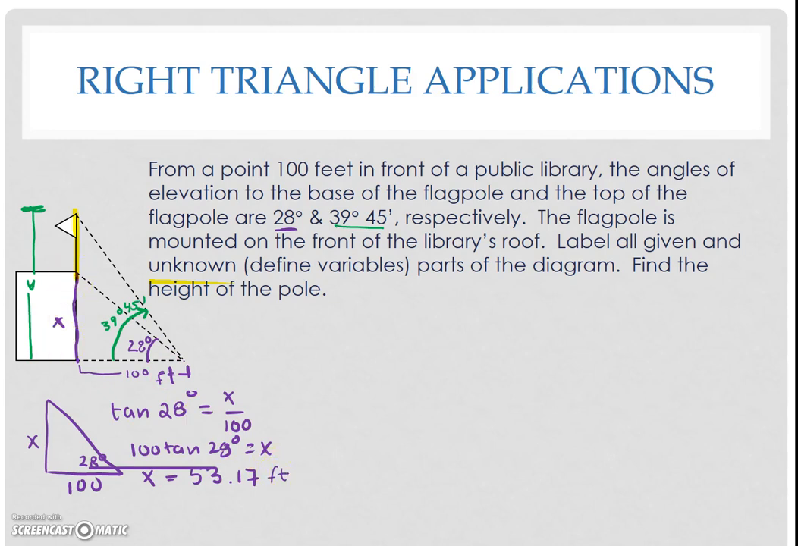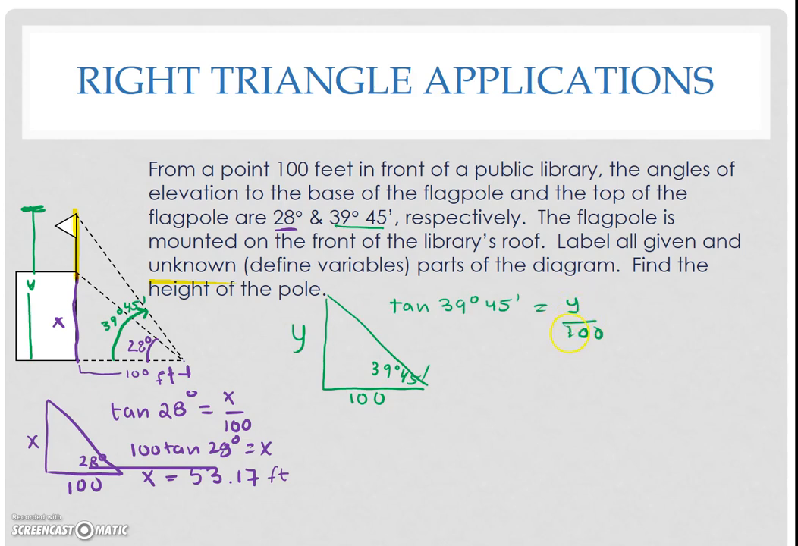So now I found x. Now what I'm going to do is use my green triangle and find y. So they have this bigger 39-degree 45-minute angle with this opposite side y and this adjacent side 100 feet. So I have my bigger triangle. I have 100, and this one is what I'm calling y, and this angle of elevation, which is 39 degrees, 45 minutes. I have an angle with a corresponding opposite and adjacent side. So when you have opposite and adjacent, we're going to use TOA, so tangent. So I'm going to say tangent of my angle is opposite over adjacent.